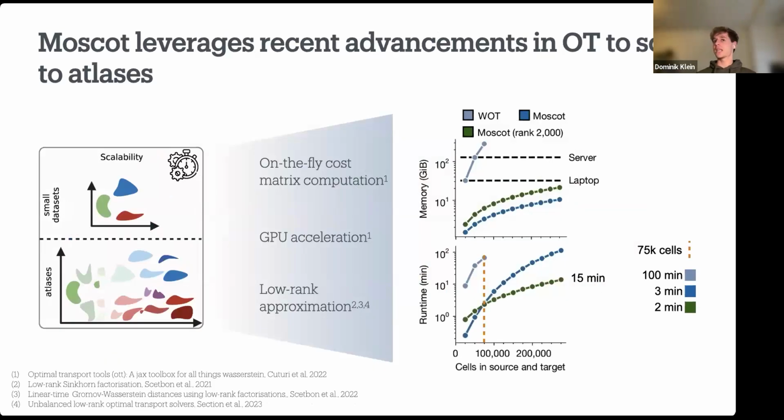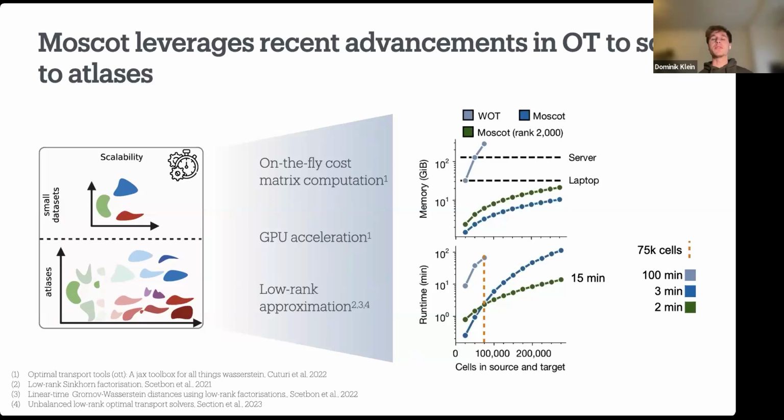So how do we make everything scalable? We briefly discuss that before going into the biological examples. So first of all, we build upon OTT-JAX, which is a Python toolbox for optimal transport applications. It implements very many tools. Please feel free to check it out. But one of the advantages is definitely that it implements on-the-fly cost matrix computation.